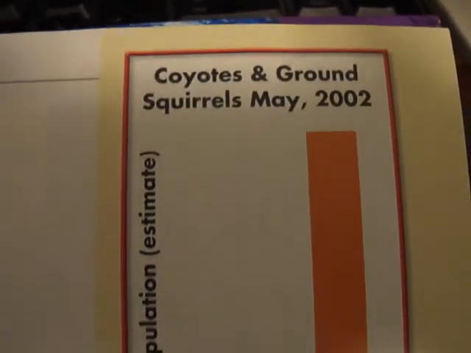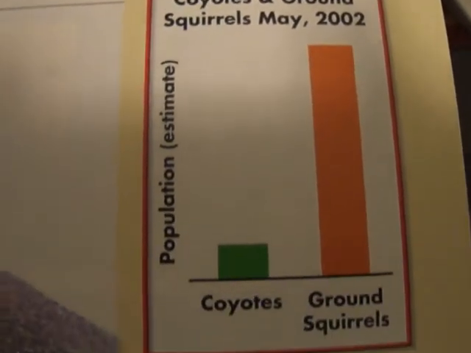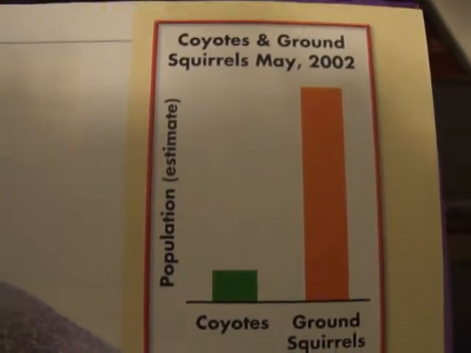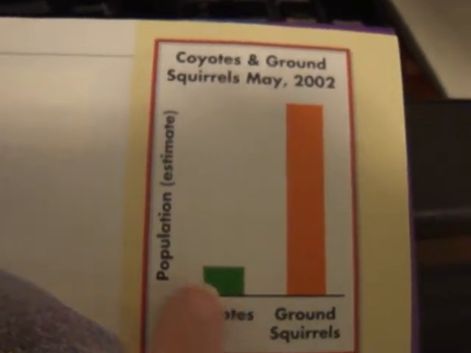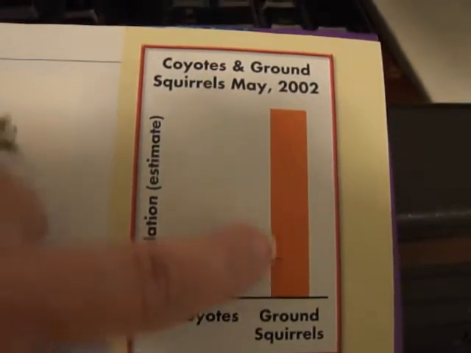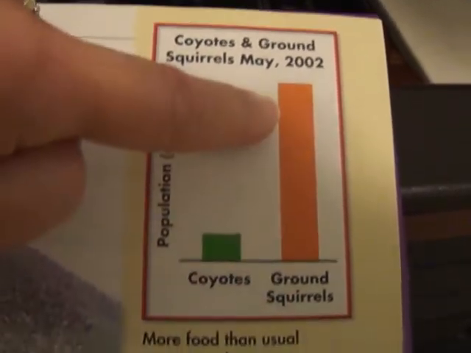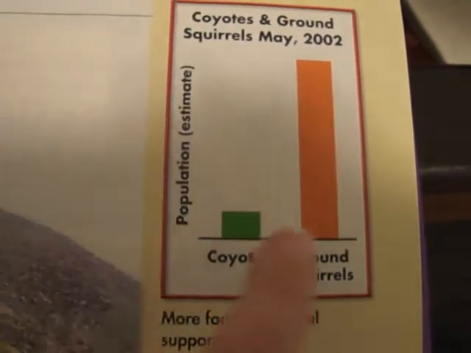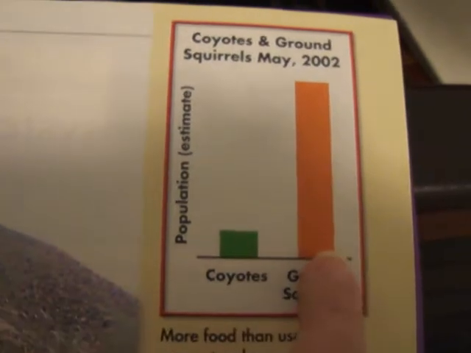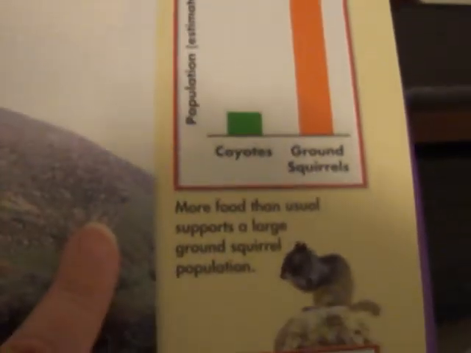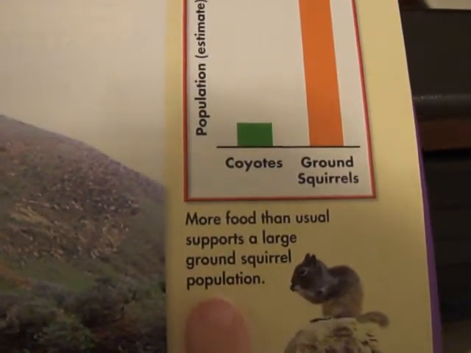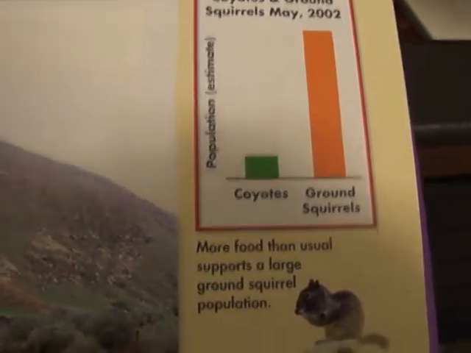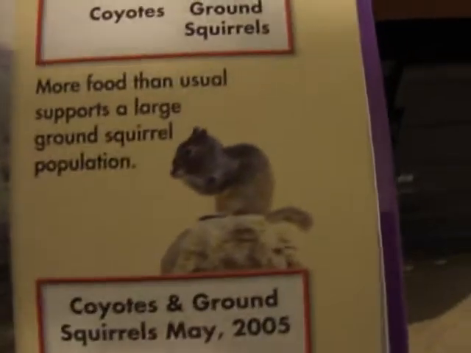Coyotes and ground squirrels, May 2002. Okay, so here's an estimate of the populations. The coyotes in green and the number of ground squirrels in red. And it looks like there's a whole lot of ground squirrels and not as many coyotes. And it says more food than usual supports a large ground squirrel population. There's a squirrel right there.